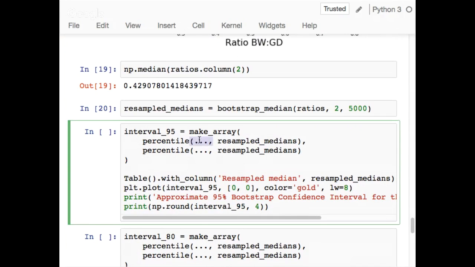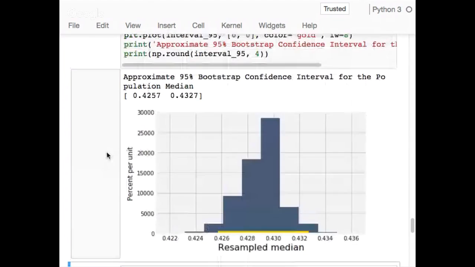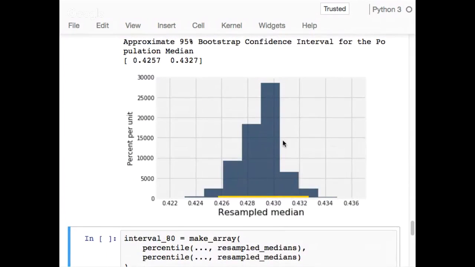So done. The middle 95% means that I want to cut off 2.5% on the left side, 2.5% on the right side, because I want the middle 95%. So I want to take the 2.5th percentile and the 97.5th percentile. Let's see what that looks like. Okay, so in this histogram, I have 5,000 bootstrap samples. I've taken the median of each of those samples, and I've plotted them on a histogram. I've constructed my 95% confidence interval for the population median, and it looks like this.